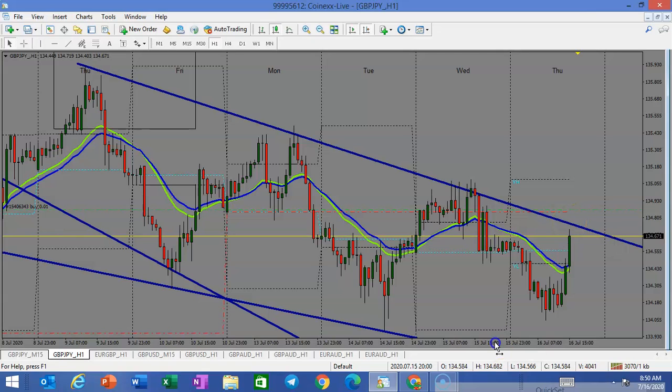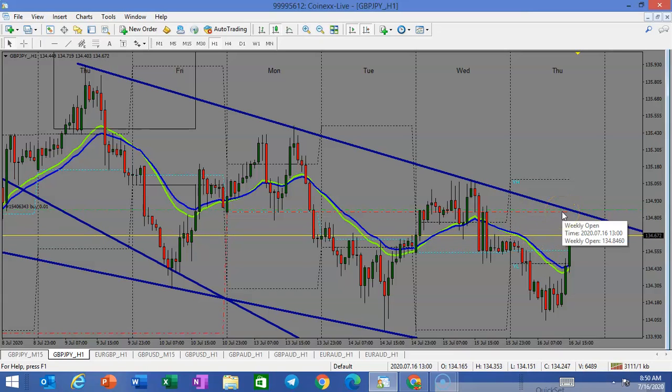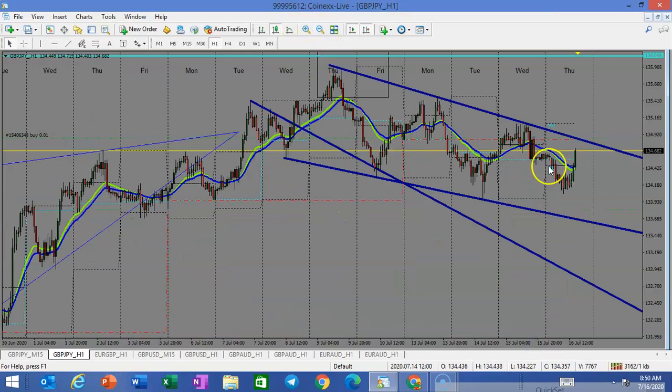GJ has been so wonky. The market this week has just been really unpredictable for me. Yeah, I'm looking for price action to kind of come up to this weekly open to see if it actually rejects. If it does reject, I'd be looking to sell down to this support line that I've drawn.